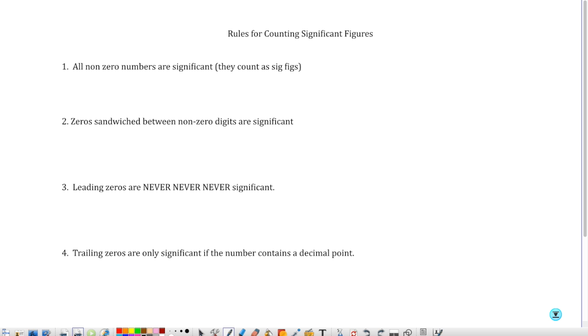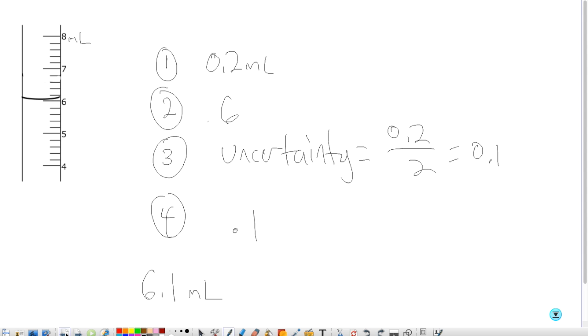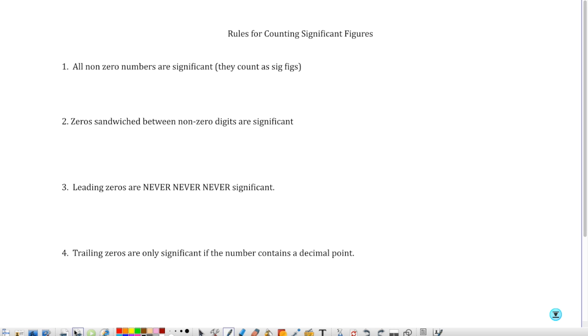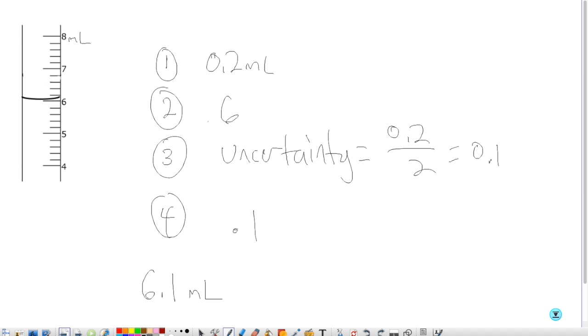It's important that everybody does their measurements the same way, because all measurements are estimates. If Johnny estimates his measurements a different way than Susie estimates hers, then we're going to have chaos and pandemonium. So we have to have rules for the way that we report our measurements. We call all the digits that are reported correctly in a measurement significant figures. They matter. They're significant.